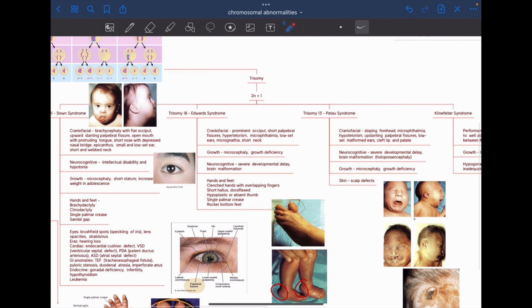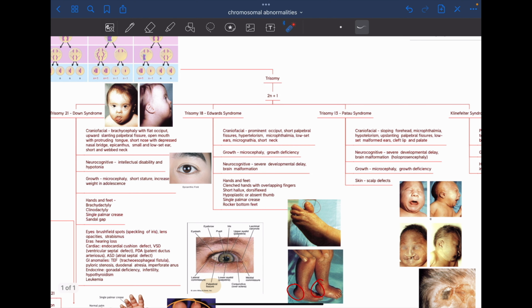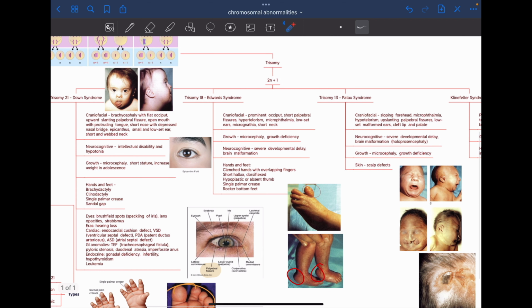So that is the first type of trisomy that we see, Down syndrome. Again, it's the most common type. Now moving on, we have Edwards syndrome. Edwards syndrome is trisomy 18, so you have an extra copy of chromosome 18. And we also have trisomy 13 or Patau syndrome.